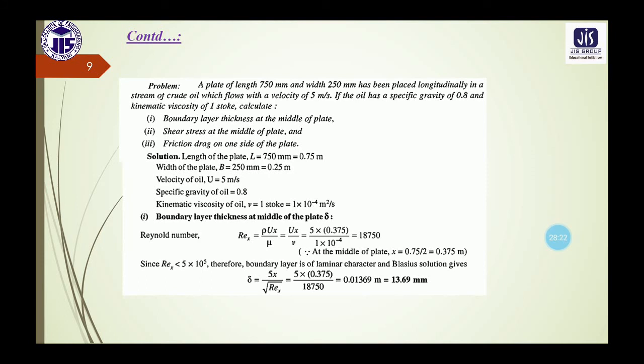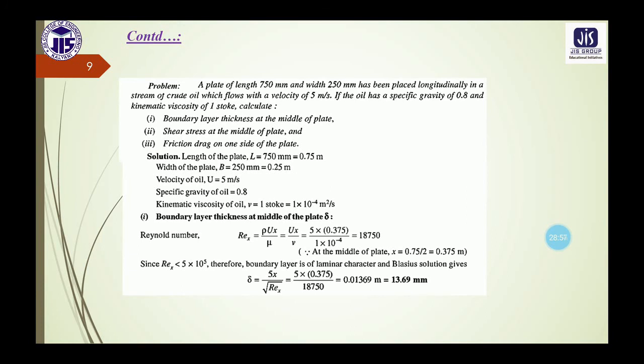The total length of the plate is given as 750 millimeter, but we need to calculate the boundary layer thickness at the middle of the plate. So the middle of the plate, that length will be half of the total length, that is 0.375 meter, and the value of the kinematic viscosity in meter square per second is 1 into 10 to the minus 4. If we put all these values in the formula of the Reynolds number, then ultimately we are getting the value of the Reynolds number as 18,750.